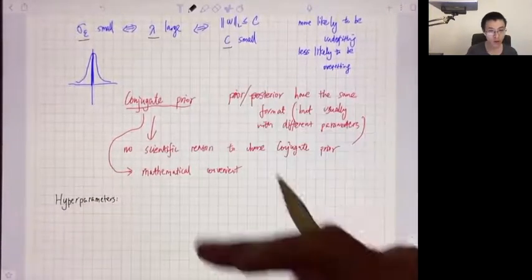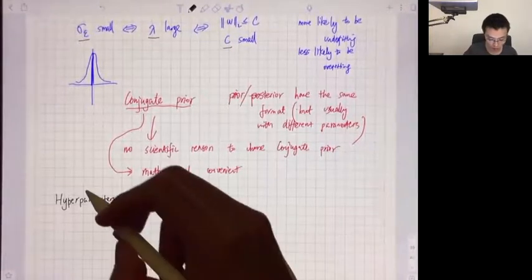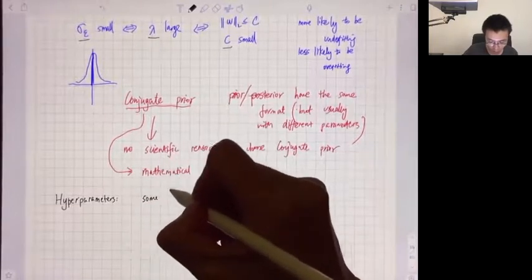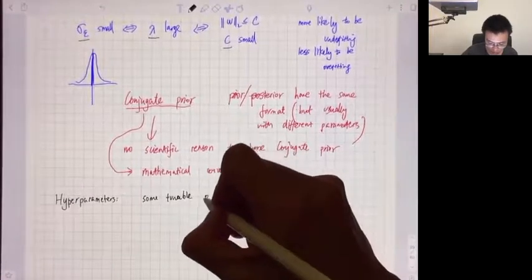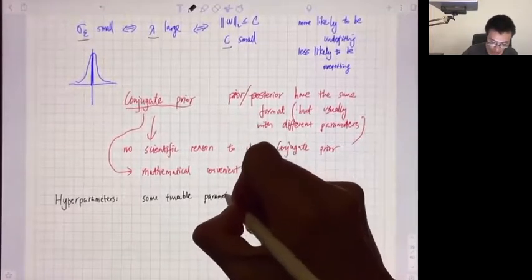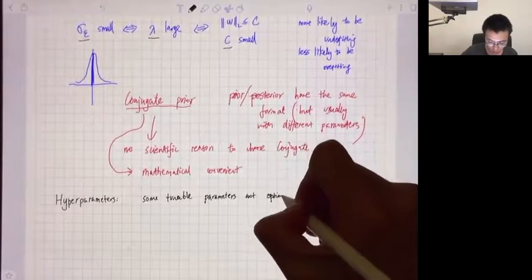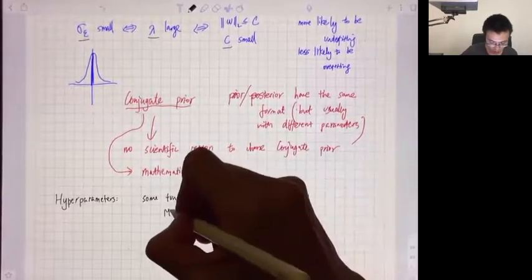For example, lambda or the learning rate or other things. So the hyperparameter is some tunable parameters not optimized by the machine learning model, okay, not optimized by the machine learning system.